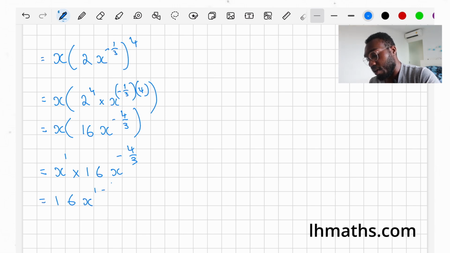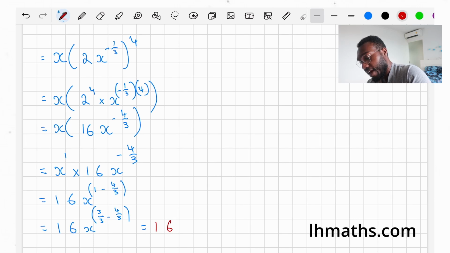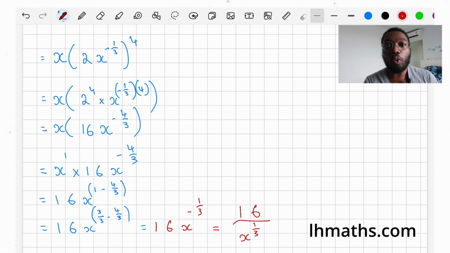In this case, it will be 1 minus 4 over 3, okay? And if we work that out, we would get 16x. If we rewrite 1 as a fraction, that would be 3 over 3 minus 4 over 3. And then that would give us 16x to the negative 1 over 3.